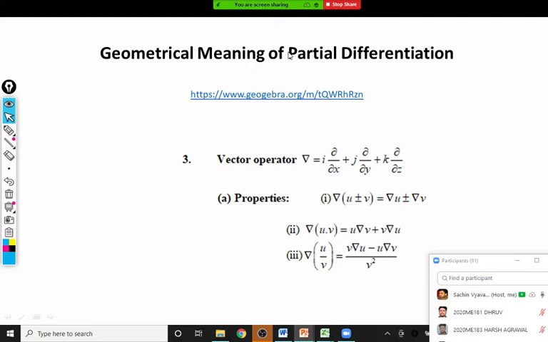Now, let me draw here a small equation or some function. Let the function f be x square yz. The function is x square yz equal to 0 or equal to some constant. Okay, it doesn't matter right now. So suppose this is the function that we have.